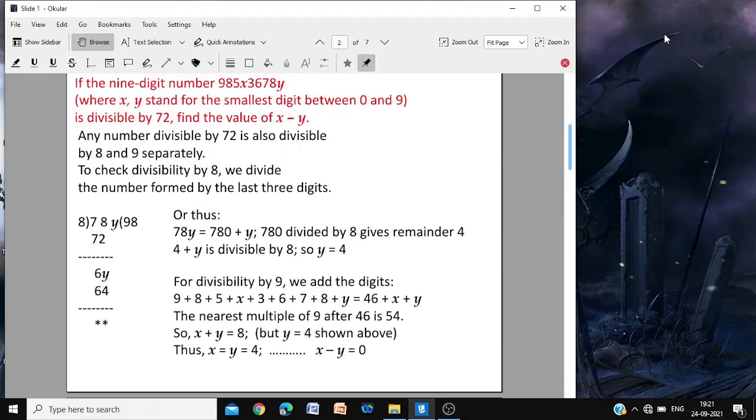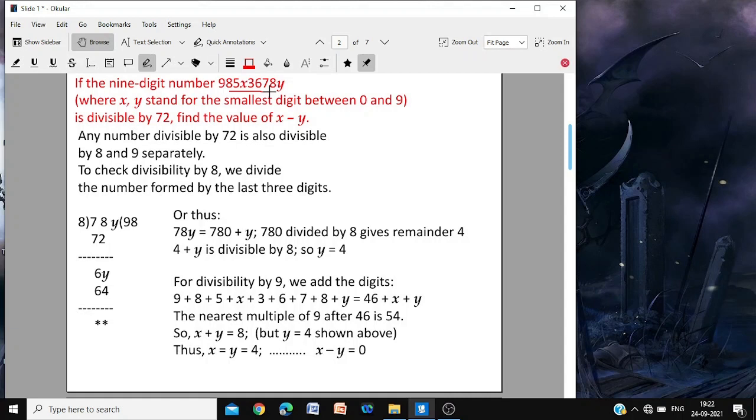Now here we have the first question. If the 9-digit number 985X3678Y has two of its digits represented by X and Y, and X and Y are the smallest possible digits between 0 and 9 such that the number is divisible by 72, find the value of X minus Y.